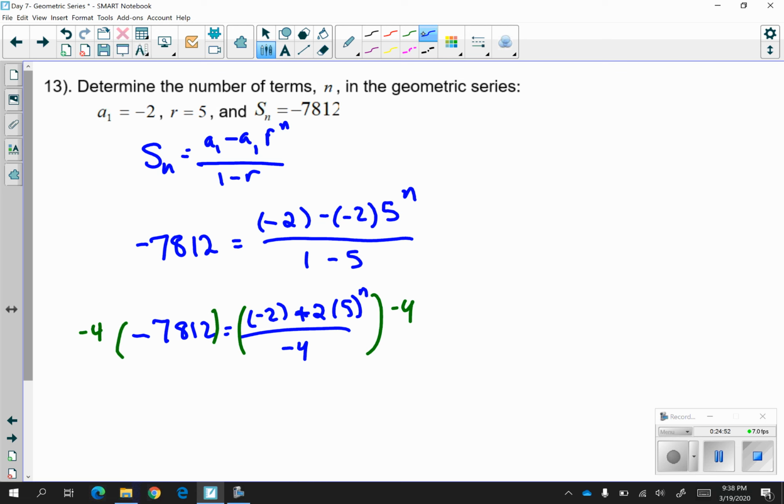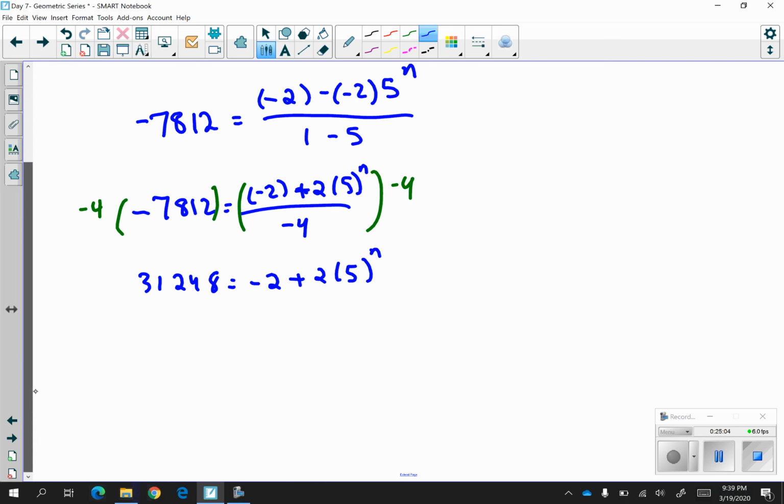When you do this, you should be getting 31,248 is equal to negative 2 plus 2 times 5 to the n. Now, to solve for n, you want to get the base by itself. So you're going to bring the 2 over, right? And you're going to get 31,250 is equal to 2 times 5 to the n.